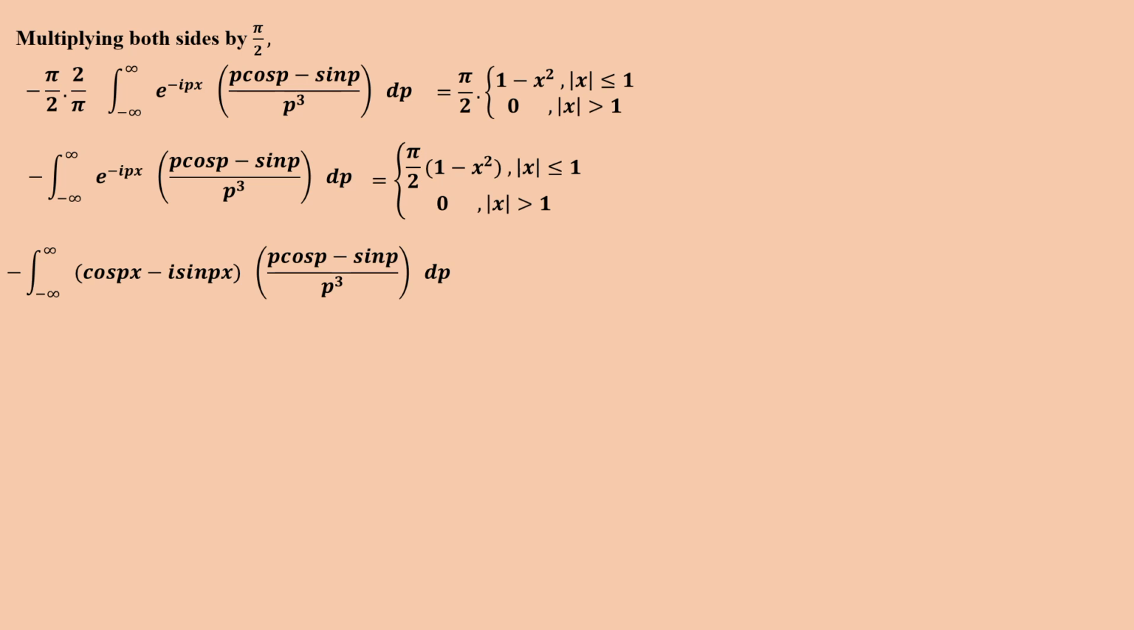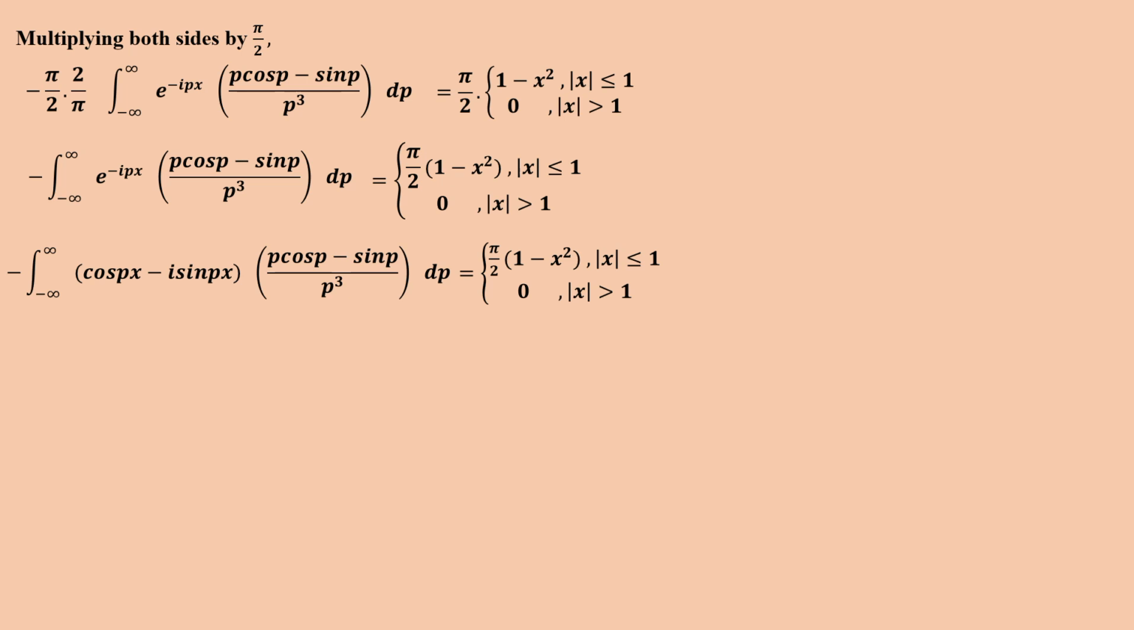So minus integral from minus infinity to plus infinity, e power minus ipx can be written as cos px minus i sin px, Euler's formula, into p cos p minus sin p by p cube dp.